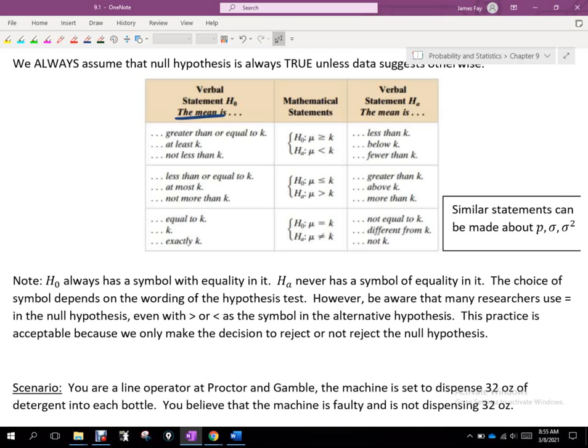What's important to understand is that when we use sample data to either reject or not reject a null hypothesis, there could be error in that. We could be wrong because of sampling techniques, random sampling error. It's kind of the idea, and I think in the next section we compare this to a court case.